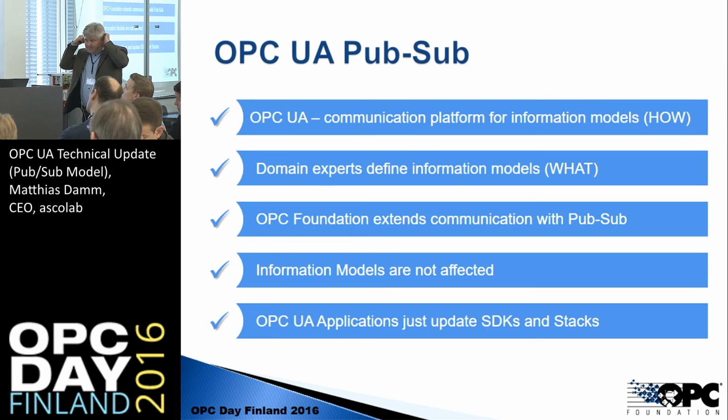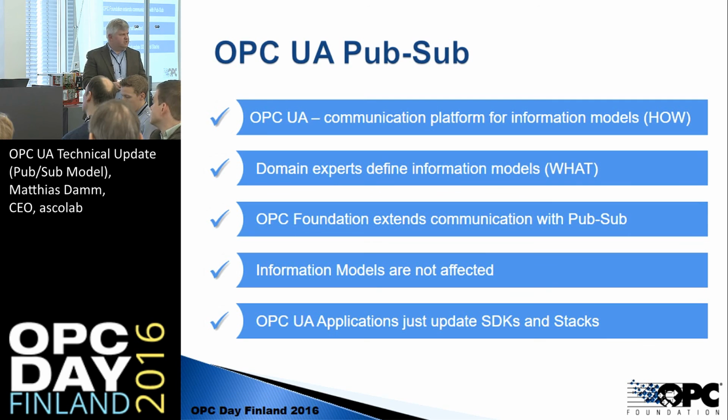Okay, so just to summarize everything, OPC UA defines how information is exchanged, and domain experts define what is exchanged. And the PubSub extension is just the extension to the communication capabilities of OPC UA. It does not change anything for information models that are defined. So information model working groups are completely independent of the PubSub extension. They just maybe want to know there are a few more capabilities for communication later on.